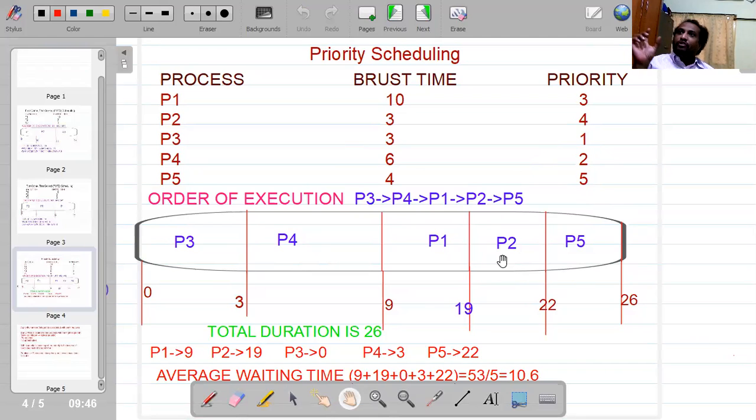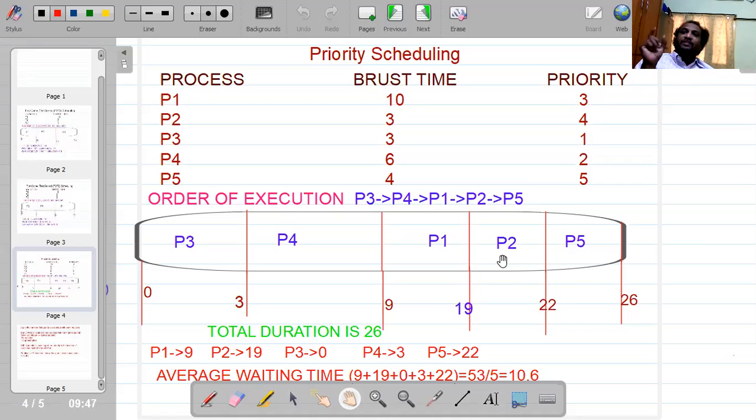But before P4 starts, another 3 or 4 processes have come with a priority 1 or 2. Remember, P2 is having a priority 4. So before the priority 4 process executes, there are 4 or 5 processes which have come up, having the priority 1 or 2.